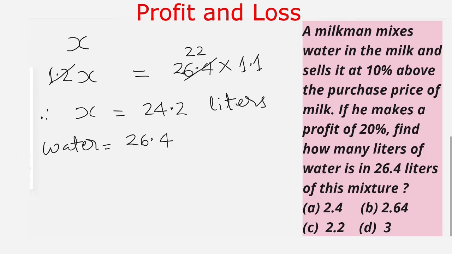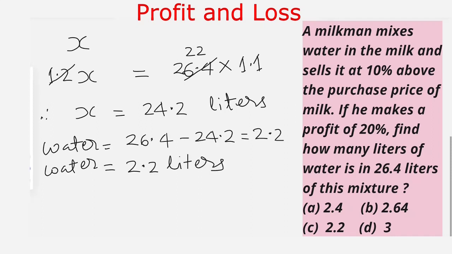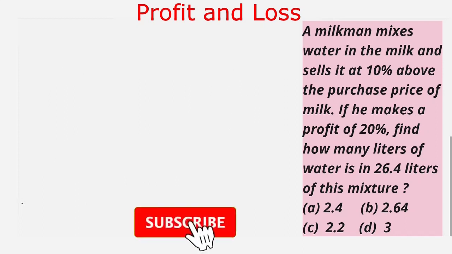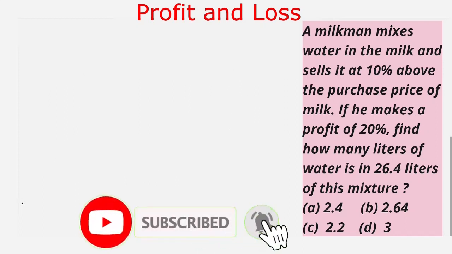Therefore, water equal to 26.4 minus 24.2 equal to 2.2. Thus, the quantity of water in 26.4 liters of mixture is 2.2 liters. And from the given options, our answer is option C, 2.2 liters. Now we solve this question by shortcut method.